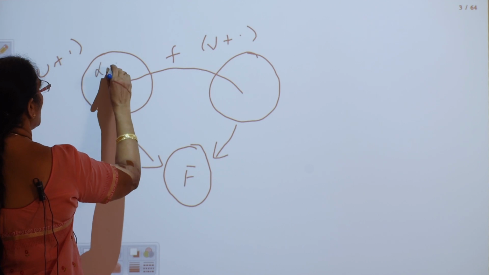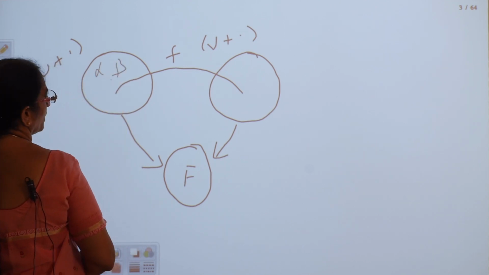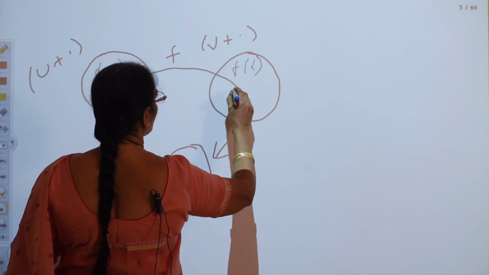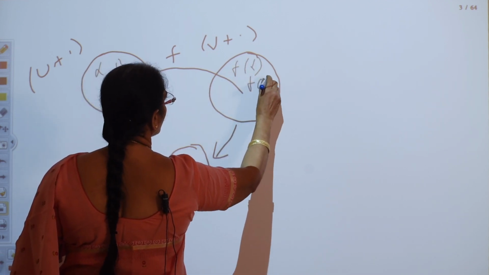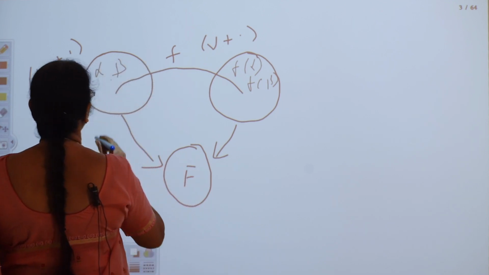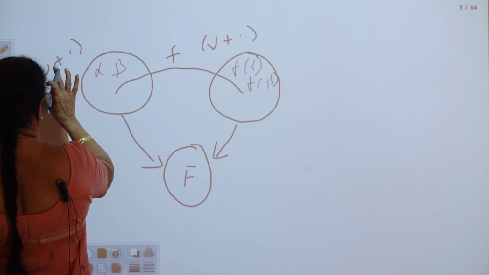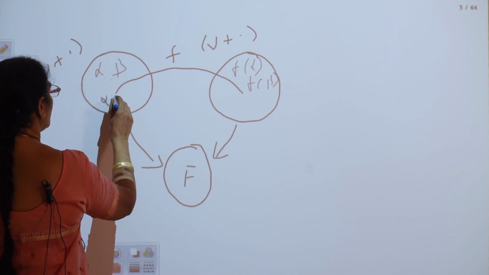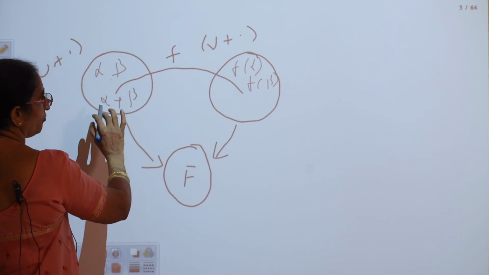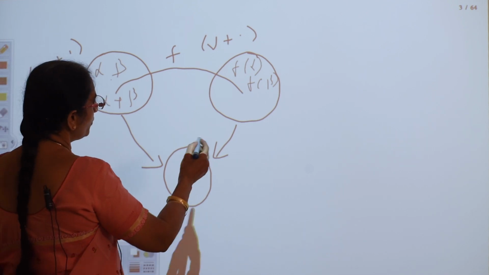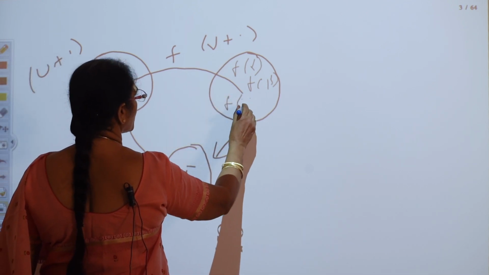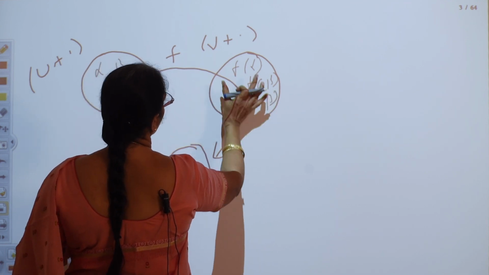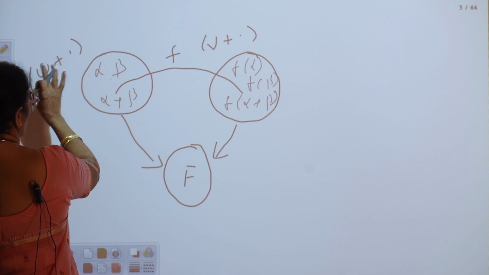Let alpha and beta be in U. Since f is a mapping, f of alpha and f of beta are in V. Now, alpha and beta are in U, and U is a vector space. Therefore, can I say that alpha plus beta is in U? Alpha plus beta is in U. Since f is a mapping, where is f of alpha plus beta? In V. f of alpha plus beta is in V.